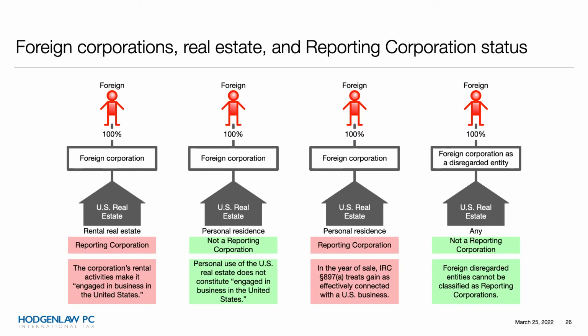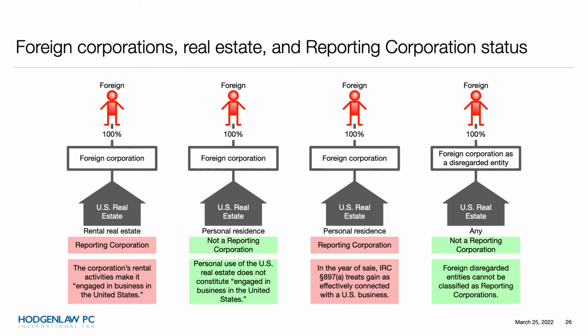The other place I see problems is foreign corporations owning U.S. real estate. And this can get a bit tricky because remember how a foreign corporation comes to be a reporting corporation, if it's, quote, doing business in the United States, close quote. So you have to look at what's happening with the real estate underneath and decide whether that rises to the level of, quote, doing business, close quote. So on the far left, rental real estate. Rental activities are doing business, so this is a reporting requirement. Form 5472 goes along with the Form 1120-F.